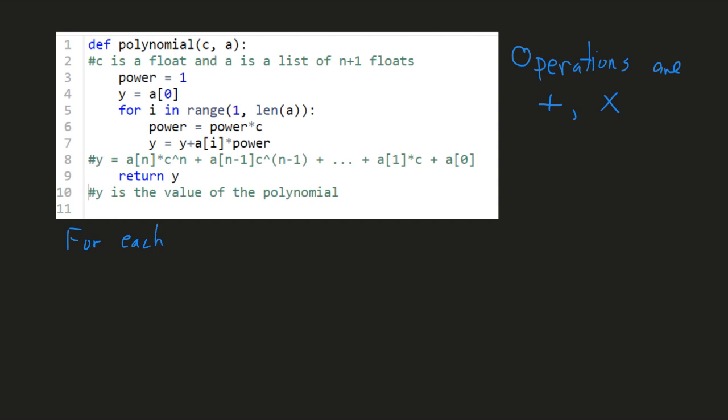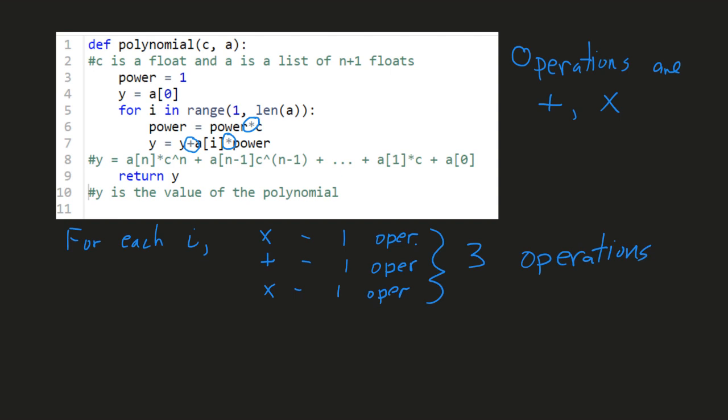for each i, we have, first of all, a multiplication. That's going to be one operation. And then we have an addition. It's going to be one operation. And then we have another multiplication. It's going to be one operation. So altogether, for each i, we have 3 operations. Now, how many i's do we have?